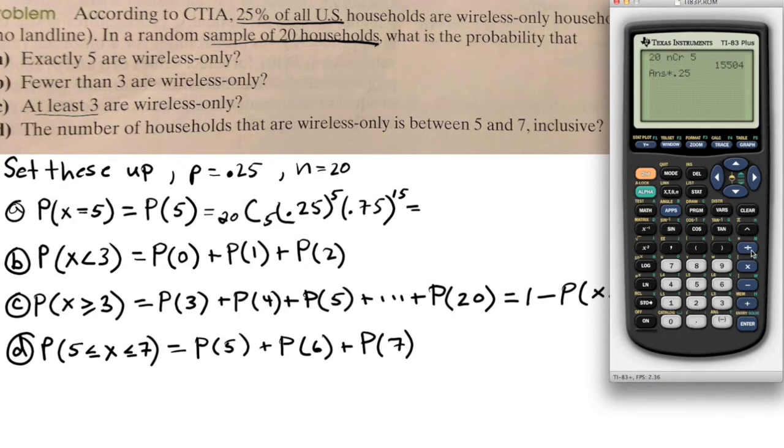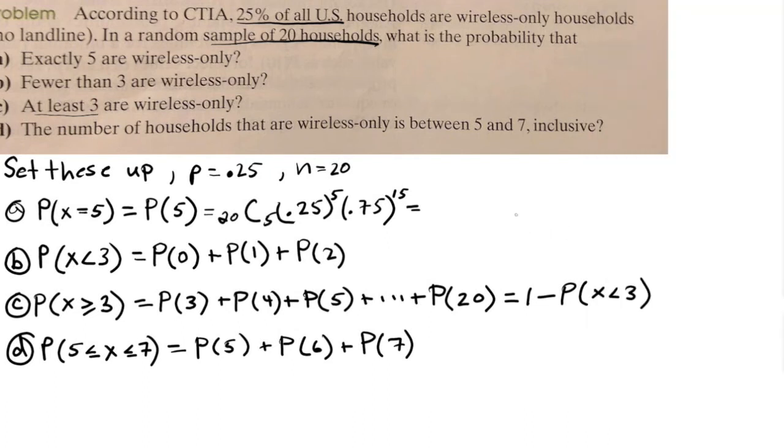Alright, so now we want to take that and multiply it by 0.25 to the 5th times 0.75 to the 15th and hit enter. Alright, so 0.2023. Alright, so 0.2023 would be my probability here.